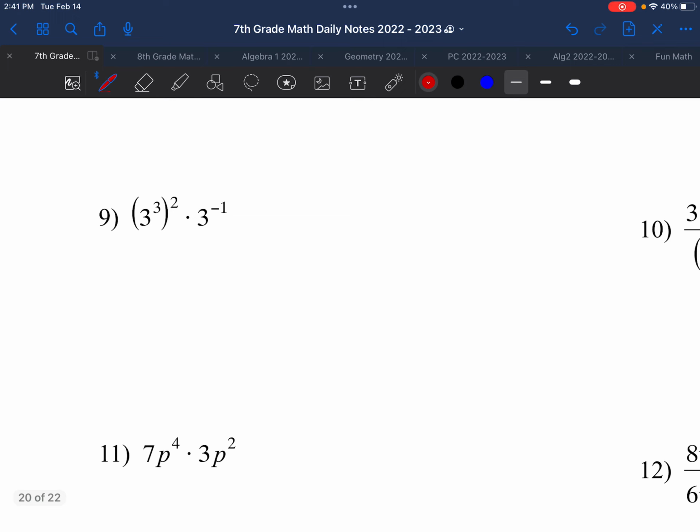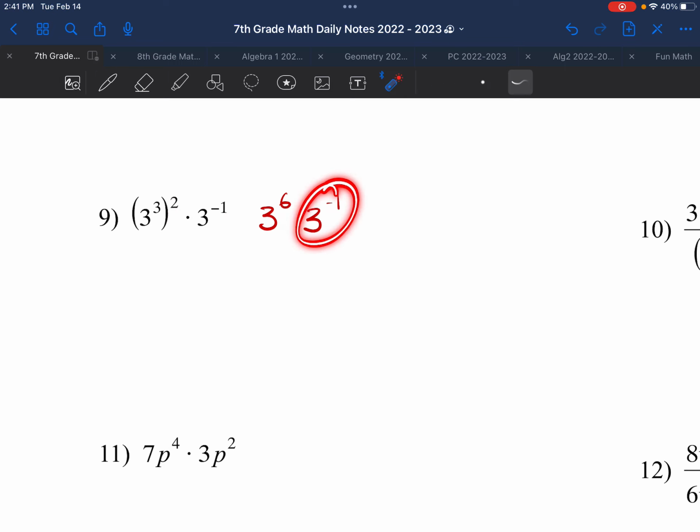In number 9, we have a lot of things going on. I first see that I have a power to a power. Again, I want to think about distributing, but there's only one base, so I'm just going to multiply these two together. 3 times 2 is 6, so this is going to be 3 to the power of 6, and I'm just going to rewrite this times 3 to the negative 1 over here. Nothing really happened yet. 3 to the power of negative 1.